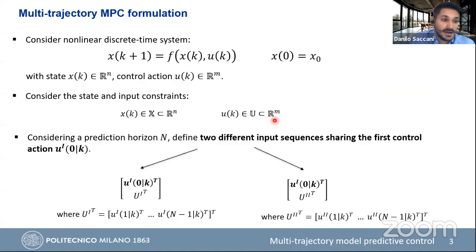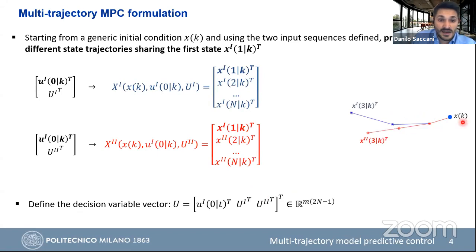Now, considering a prediction horizon, we can define 2 different input sequences. Note that the first element for both the sequences is the same and is the one applied to the system in a receding horizon fashion.